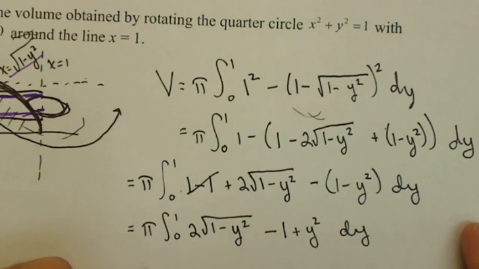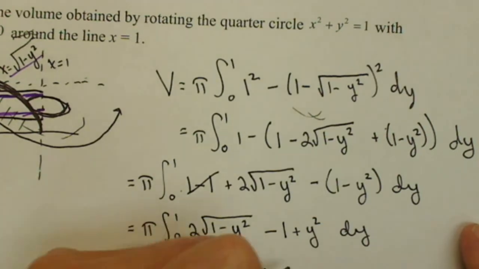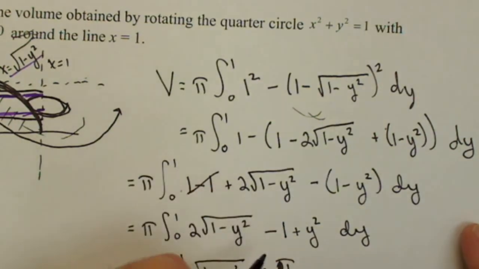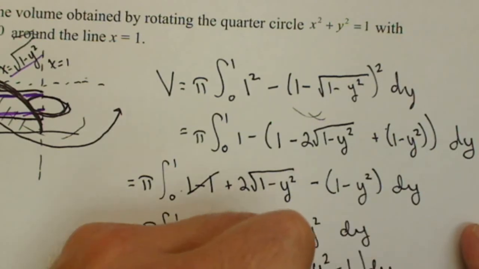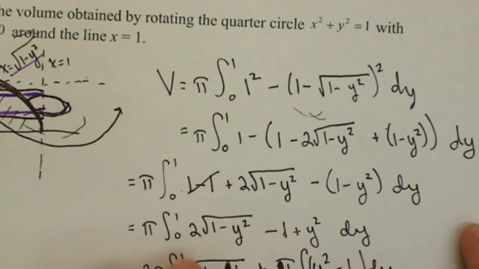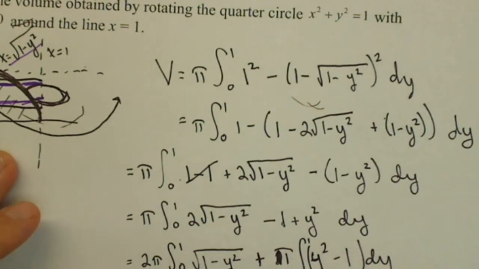And I'll show you why here. So 2 pi, the integral from 0 to 1 of the square root of 1 minus y squared, minus just pi. This was the only one that was doubled. Actually, let's keep that plus pi times y squared minus 1 dy. So all I did was switch around the order there, put a plus between them. 0 to 1, this is a nice basic integral.